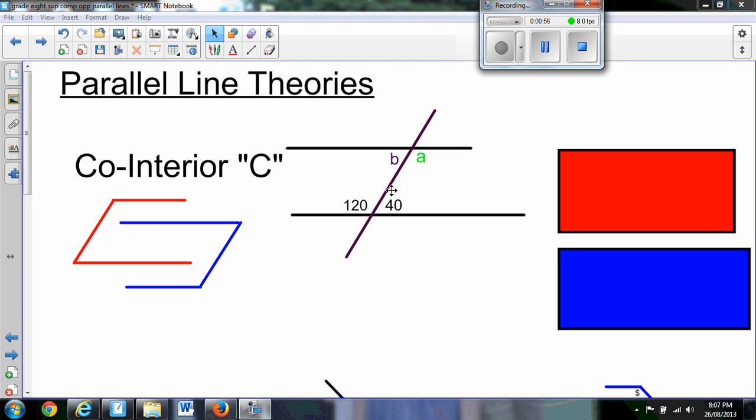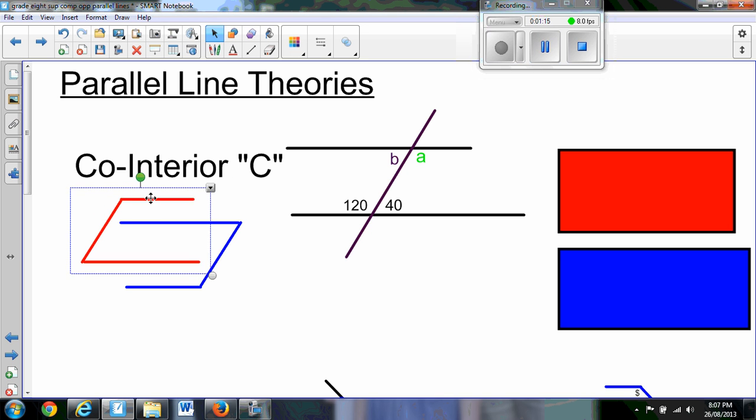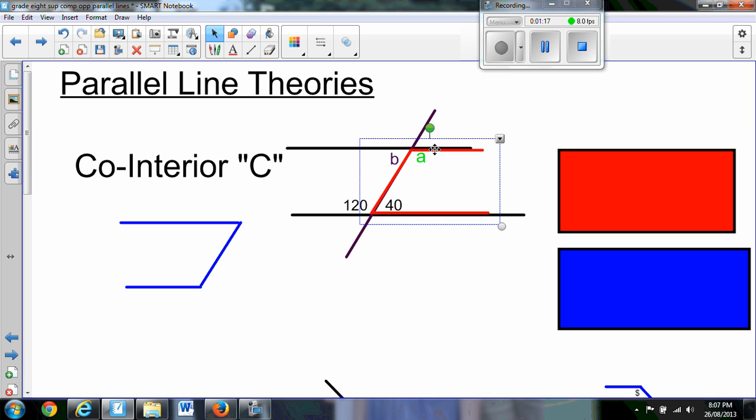Anyhow, the first one is co-interior, and its proof name is just C, just like supplementary was just sup, or complementary was just comp, or opposite was just OPP. Co-interior is just denoted by the letter C. Now, there are different ways of showing it. Our first one I'm going to show you using this red. It fits in right in here, and there's our letter C right in here.